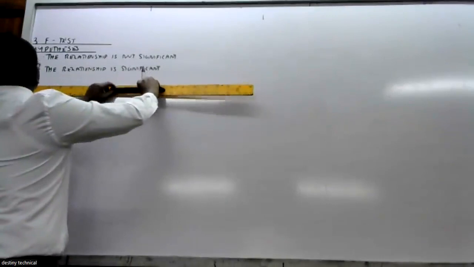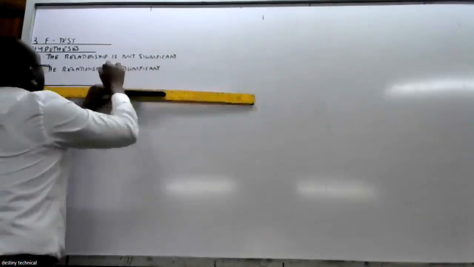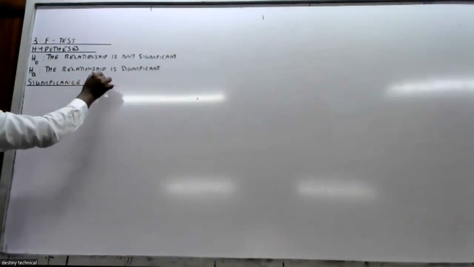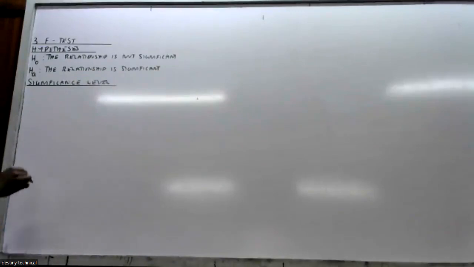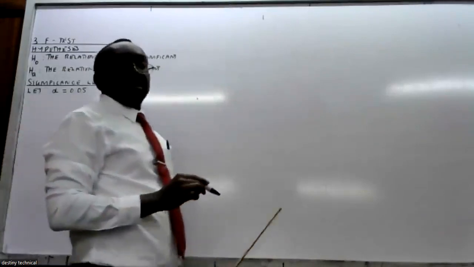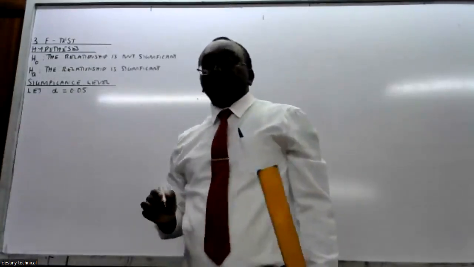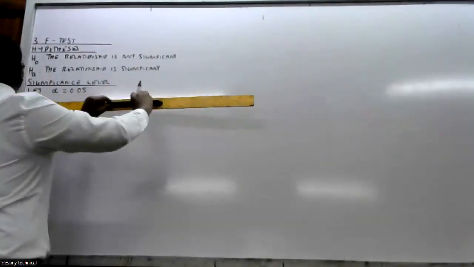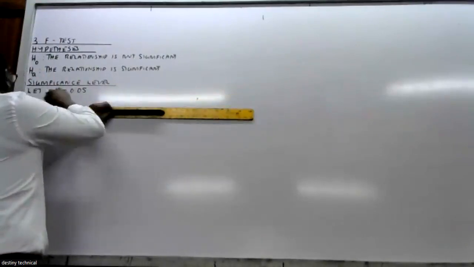The second step, we call it significance level. Now, significance level, this one we can assume, so we will say let alpha be 0.05. So we are going to assume that alpha is 0.05, but if it was a normal exam, they would have given you that. The next thing is called test statistic.